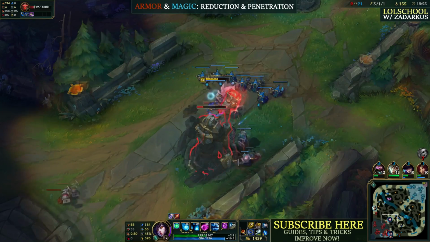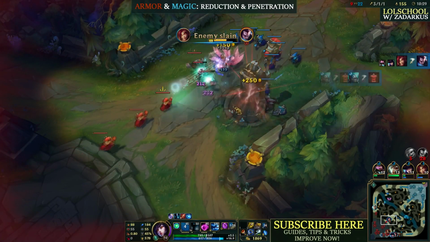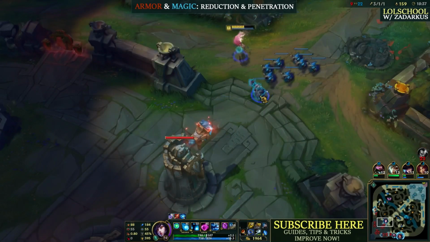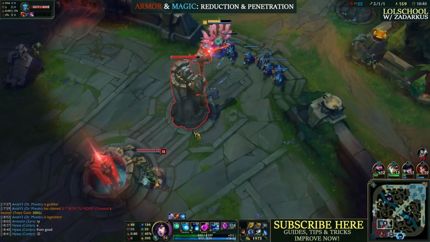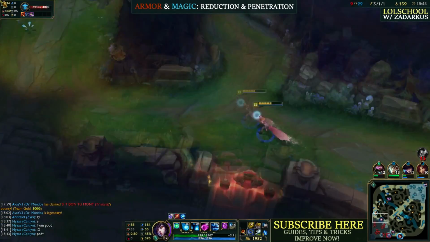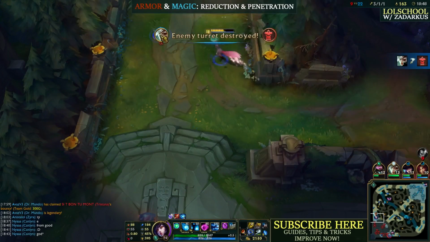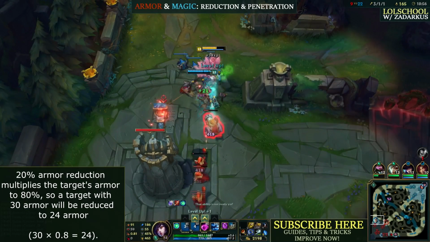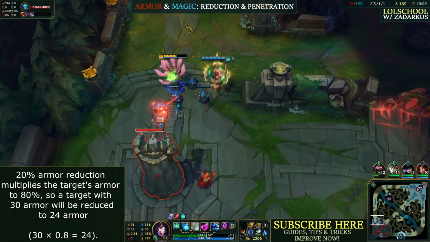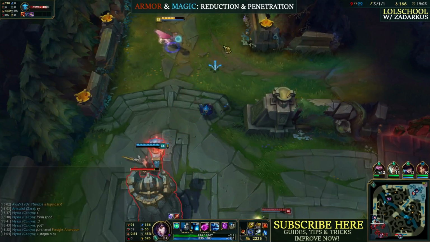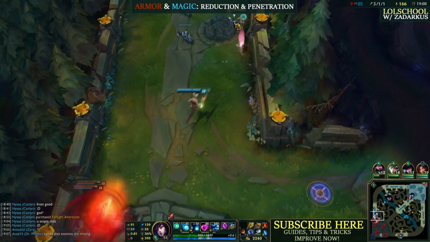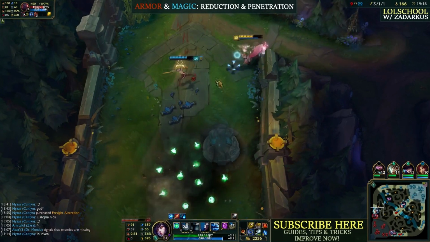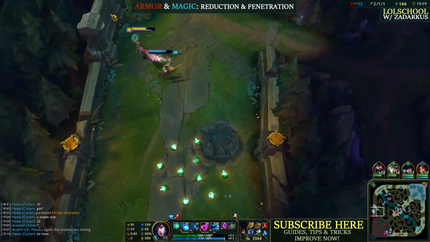Now, percentage armor reduction works in a different way. The target's armor is multiplied by a percentage, for example, 100% of its armor minus the listed reduction. Percentage armor reduction stacks multiplicatively as well and is ignored if the target's armor is 0 or less. For example, 20% armor reduction multiplies the target's armor to 80%, so a target with 30 armor will be reduced to 24 armor. Percentage armor reduction makes a bigger difference on targets with higher armor.